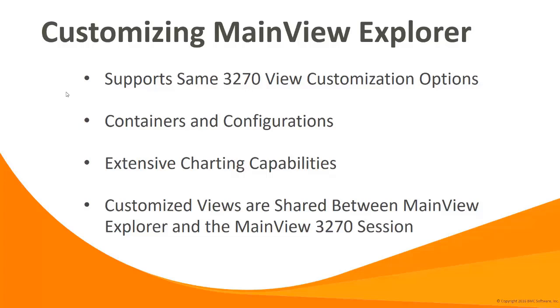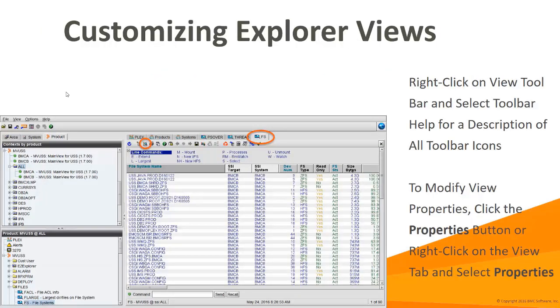So if you customize them in the 3270, you can view them in the Explorer and vice versa. And this is because the view definitions are essentially the same and they're stored in the same library, the BBBDEF library, which by default I told you is in your tsoid.BBBDEF. Now if I want to modify the properties for a view, I can do this by clicking on the View Properties button here, or I could right-click on the tab and then select a series of different options from the menu that's presented there.